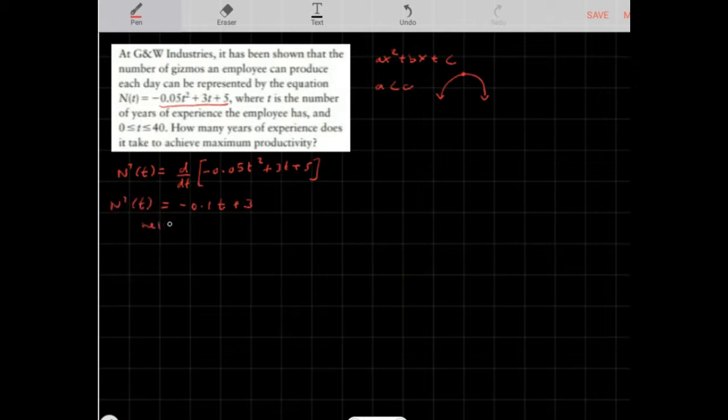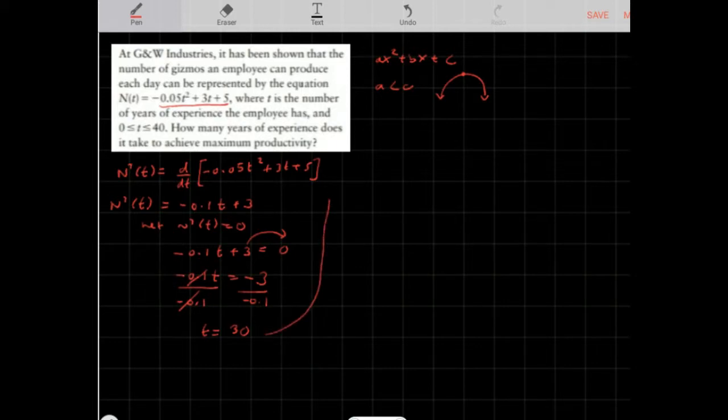And then we'll let N'(t) equal 0 to find the extrema. So you get -0.1t + 3 = 0. I'm going to move 3 to the other side, so you get -0.1t = -3. Solve for t: I'm going to divide by -0.1, and do the same thing to this side. It cancels out, and t is equal to 30. Okay, so when t is equal to 30 years, we should get maximum productivity.